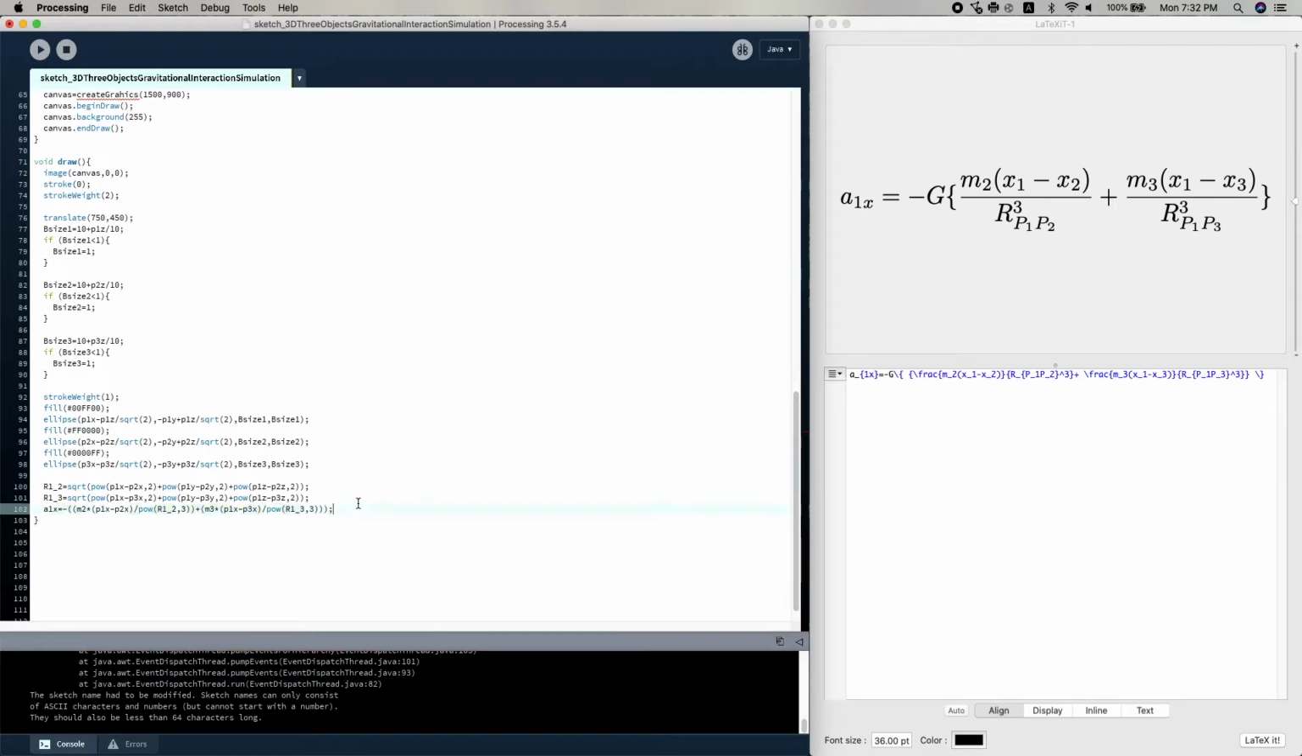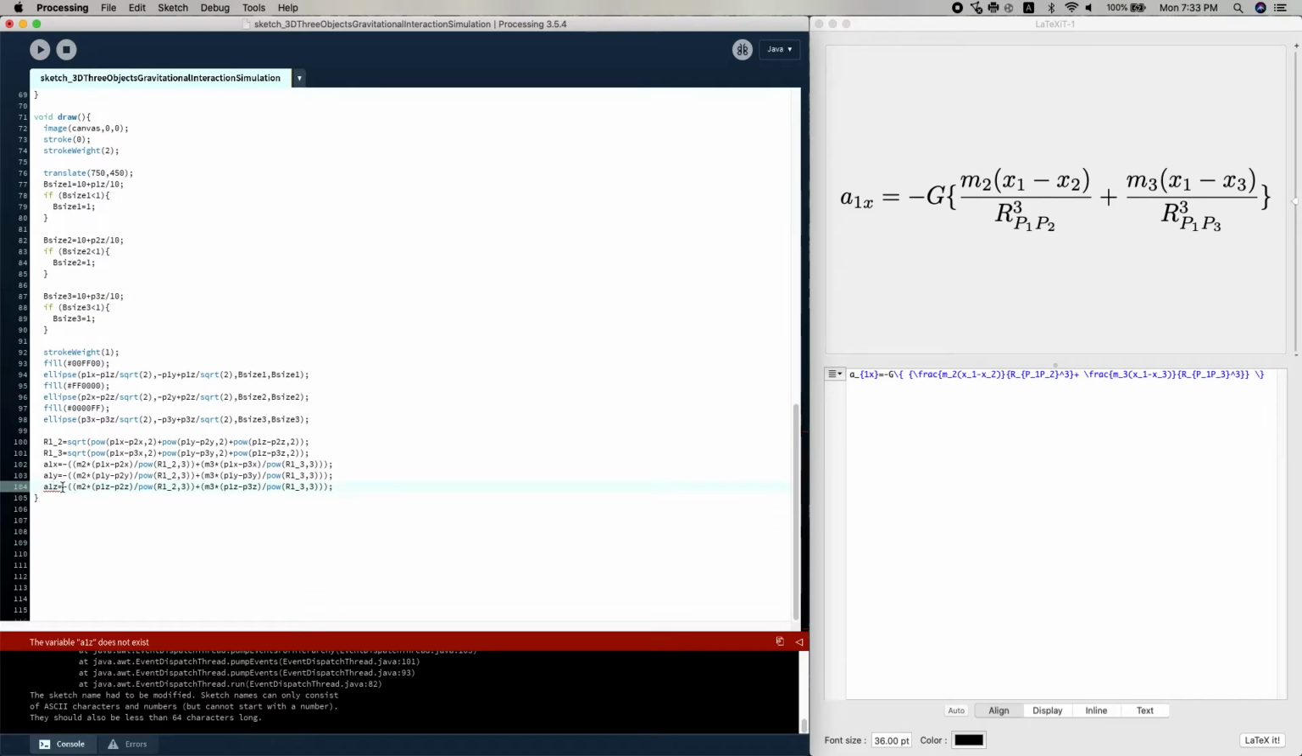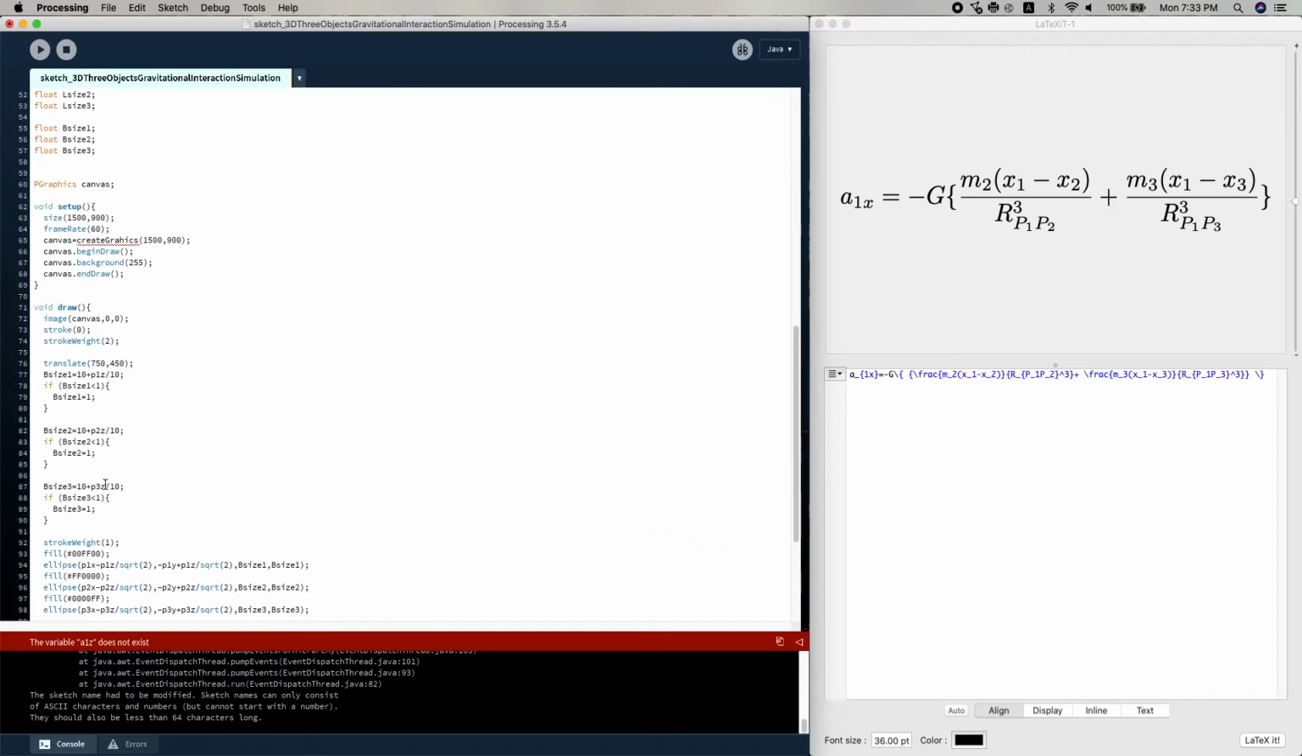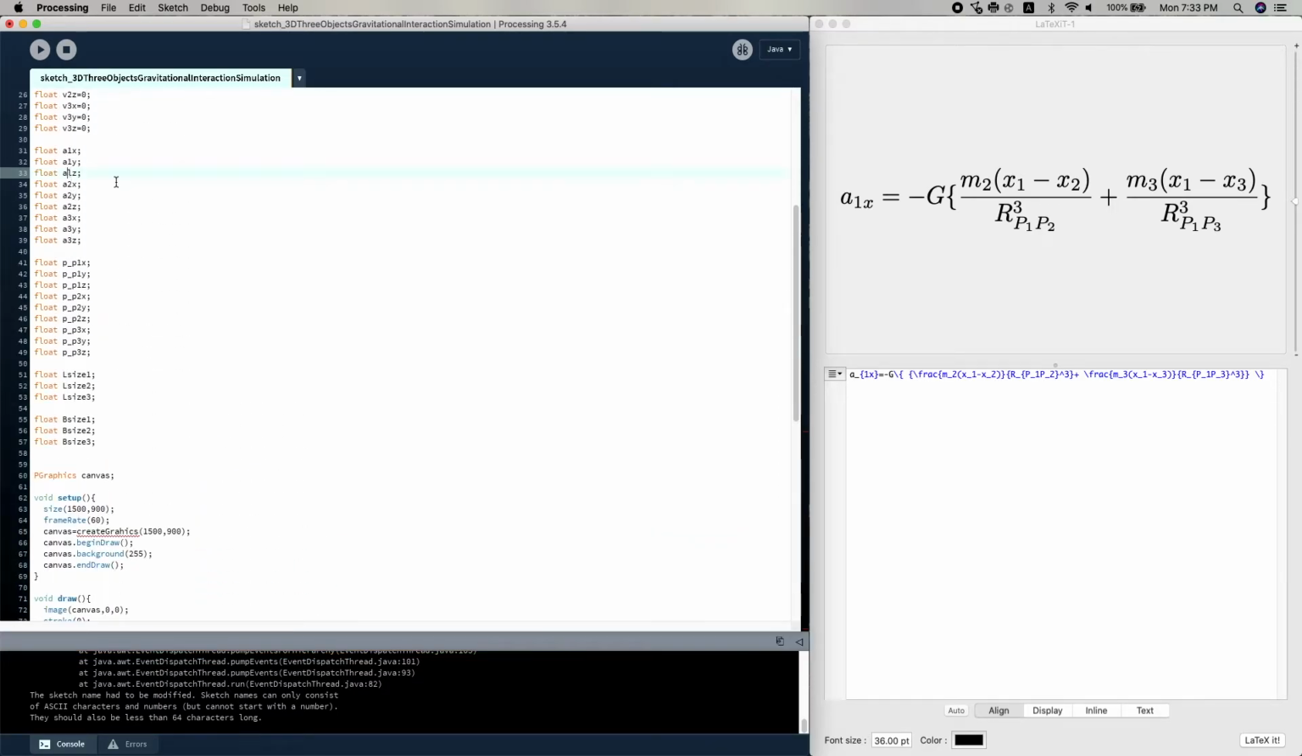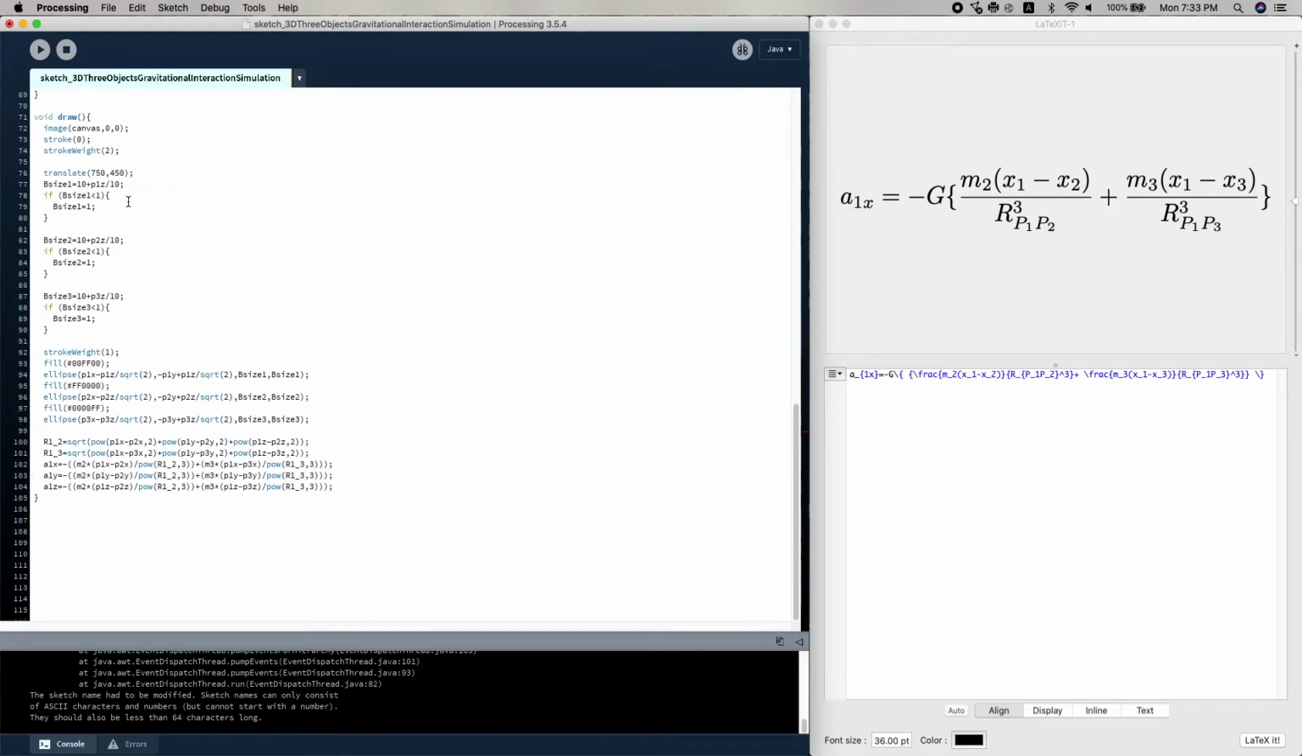Now, we could do the same thing, as I said before, for a1y and a1z. It's just simply calling them y and z, and replacing everything here by y values. So p1y, p2y, p1y, p3y, and here basically p1z, p2z, p1z, p3z. And that's it. We have just defined our a1, x, y, and z. It says a1, z does not exist here. That was just a mistake, yeah.